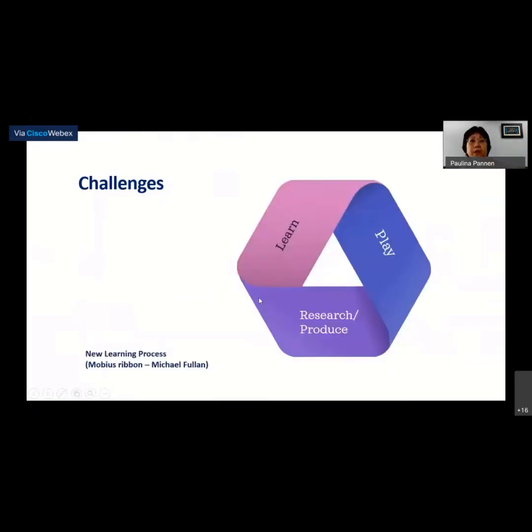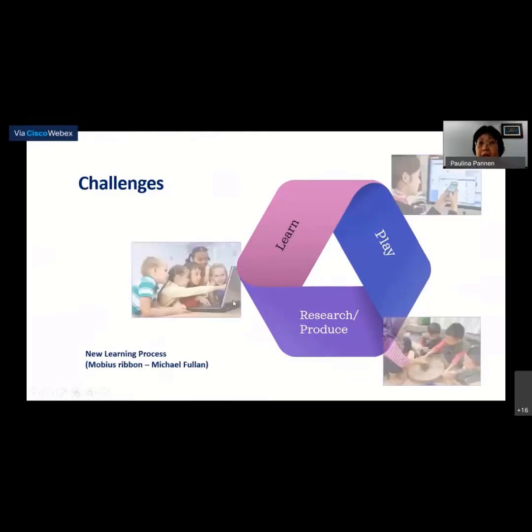We also face another challenge from the learning process theory. Especially Michael Fullan has been very prolific during the COVID-19 pandemic, and I'm using his Mobius ribbon to illustrate how our children right now, the millennials, as we call them, learn, play, research, produce, or work all together at the same time. They don't differentiate learning by itself, playing by itself, or doing things differently. They put everything together. They learn while they play and while they are doing something. So everything is just put together without any stopping point.